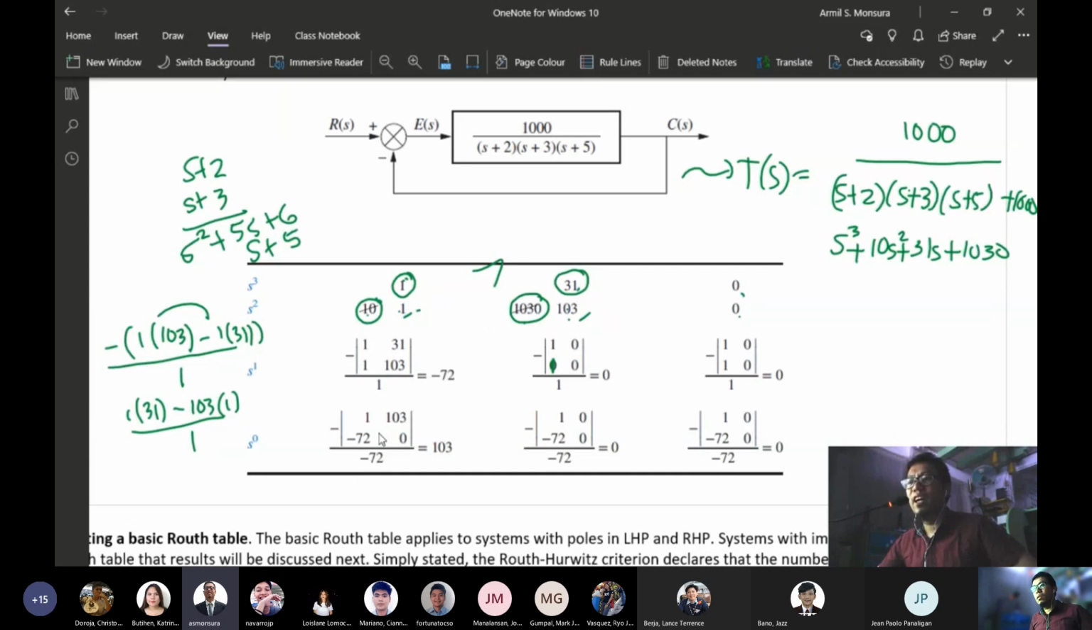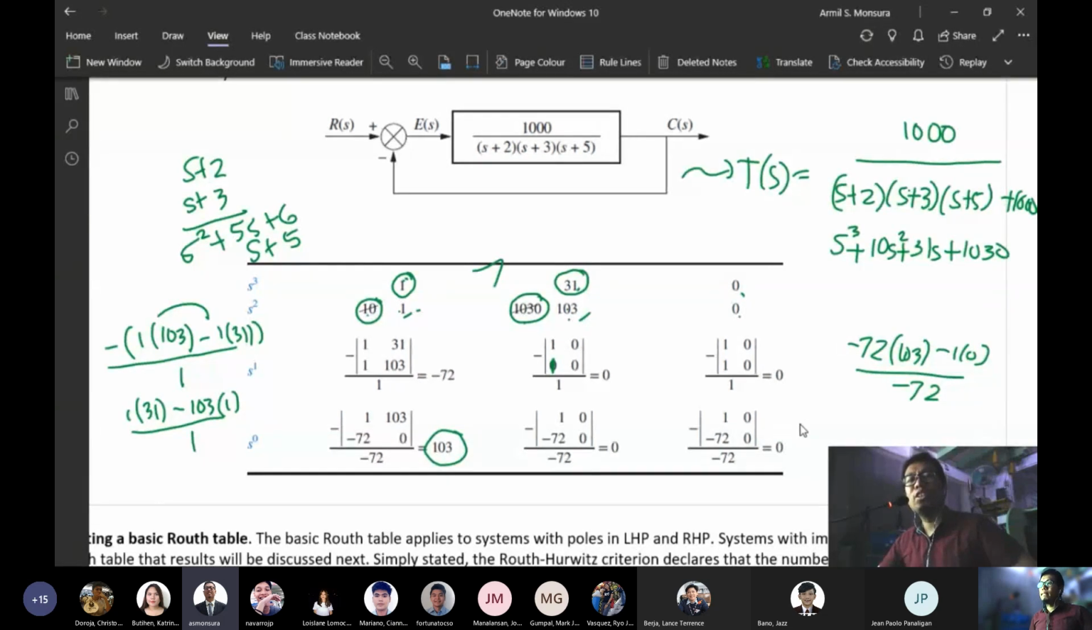Okay. Then, next is, dito tayo. So, I'll have negative 72 times 103. Okay. Minus 1 times 0 divided by negative 72. Okay, so that should become 103. Okay, so magiging 103 na siya. Ito. And then of course, 0 na to, 0 na to.